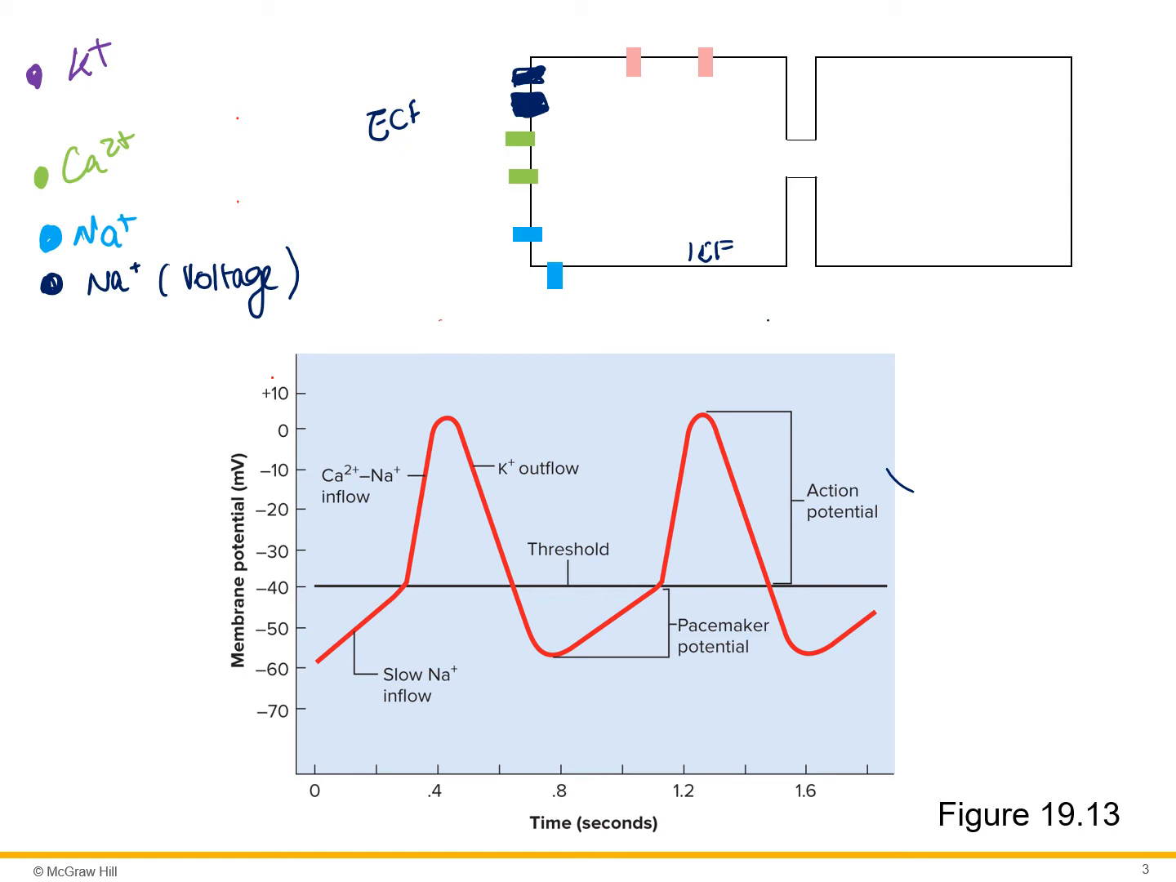At the end of the repolarization is when the next action potential kicks in. Okay, so when the membrane potential is very negative, about minus 60 millivolts, the first channels that open up are called funny sodium channels. These are actually called funny sodium channels.